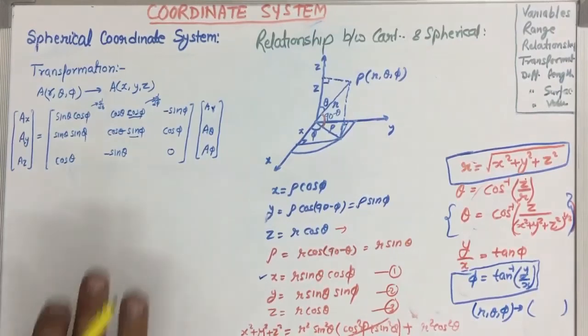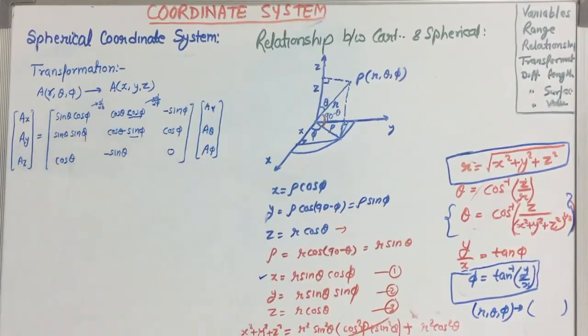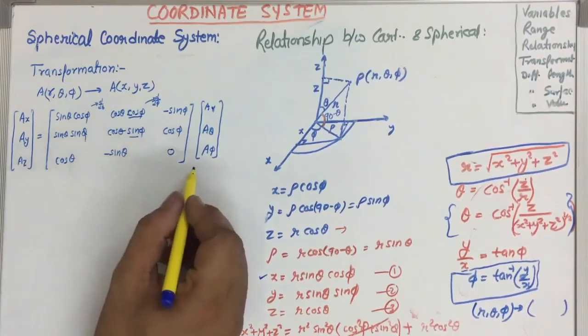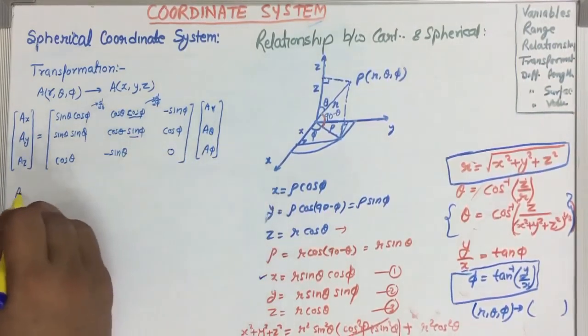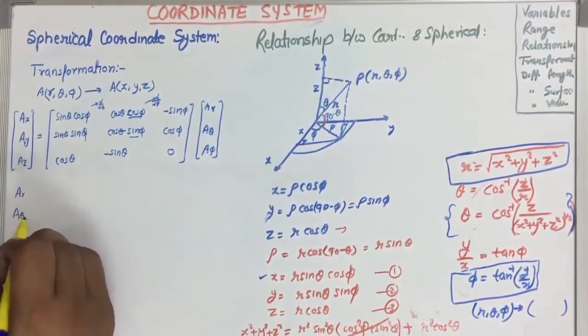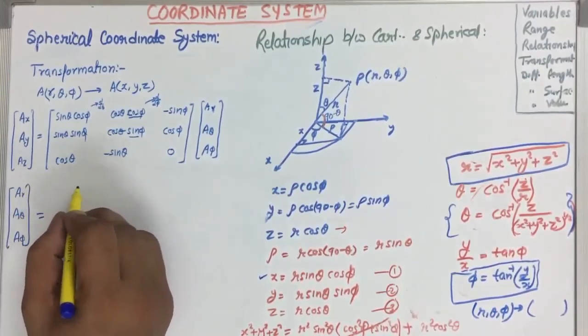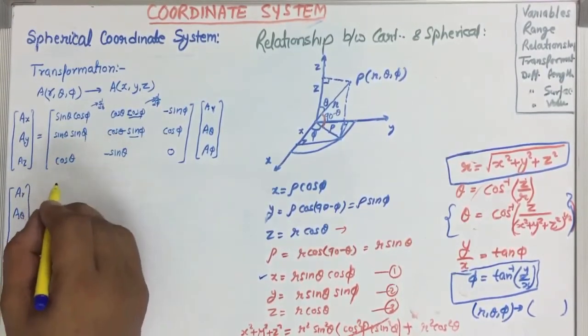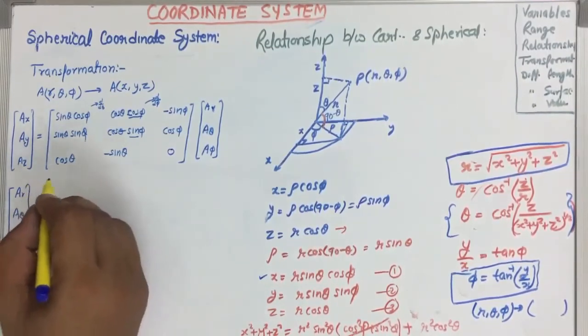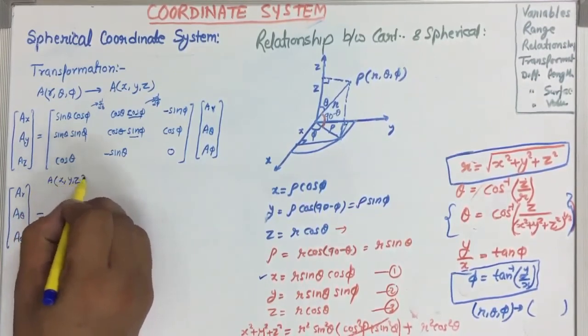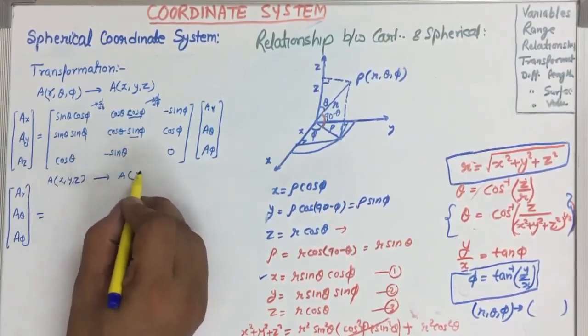Similarly, since it is an orthogonal matrix, the transpose of it will give you the inverse of it, both will be equal. In that case, you can write the transformation from Cartesian to spherical as A r, A theta, A phi with the transpose of this matrix. You can say transformation from X, Y, Z to spherical.